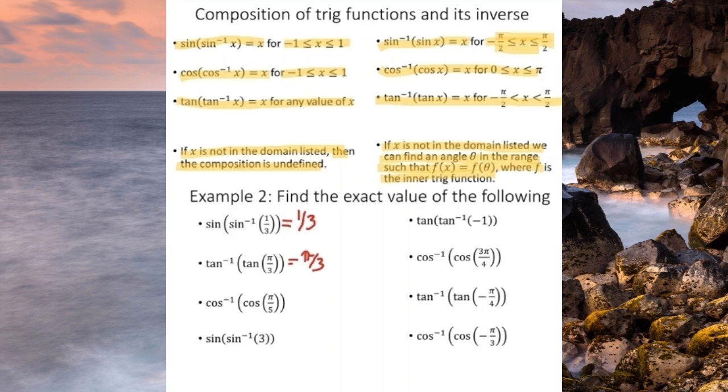Next, cosine inverse of cosine pi over 5. This composition we see in the center right, so the cosine inverse and cosine will only cancel out if our input is between 0 and pi. Pi over 5 is between 0 and pi, so cosine inverse of cosine pi over 5 will equal pi over 5.